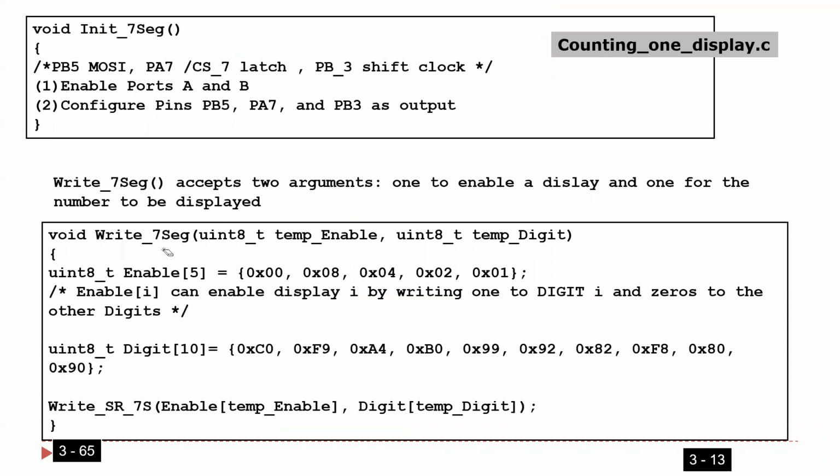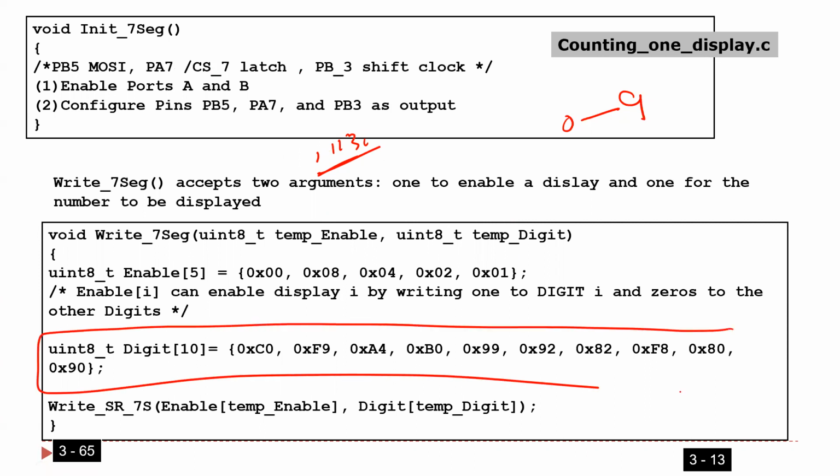In this function, you have to send me 2 things. Send me a number, okay? This number can be from 0 to 9, the number you want to display. Also, you have to send me the digit number, 0 or 1 or 2 or 3. You have to tell me which digit you want to use, okay? And internally, as you see here in this function, I created 2 arrays actually.